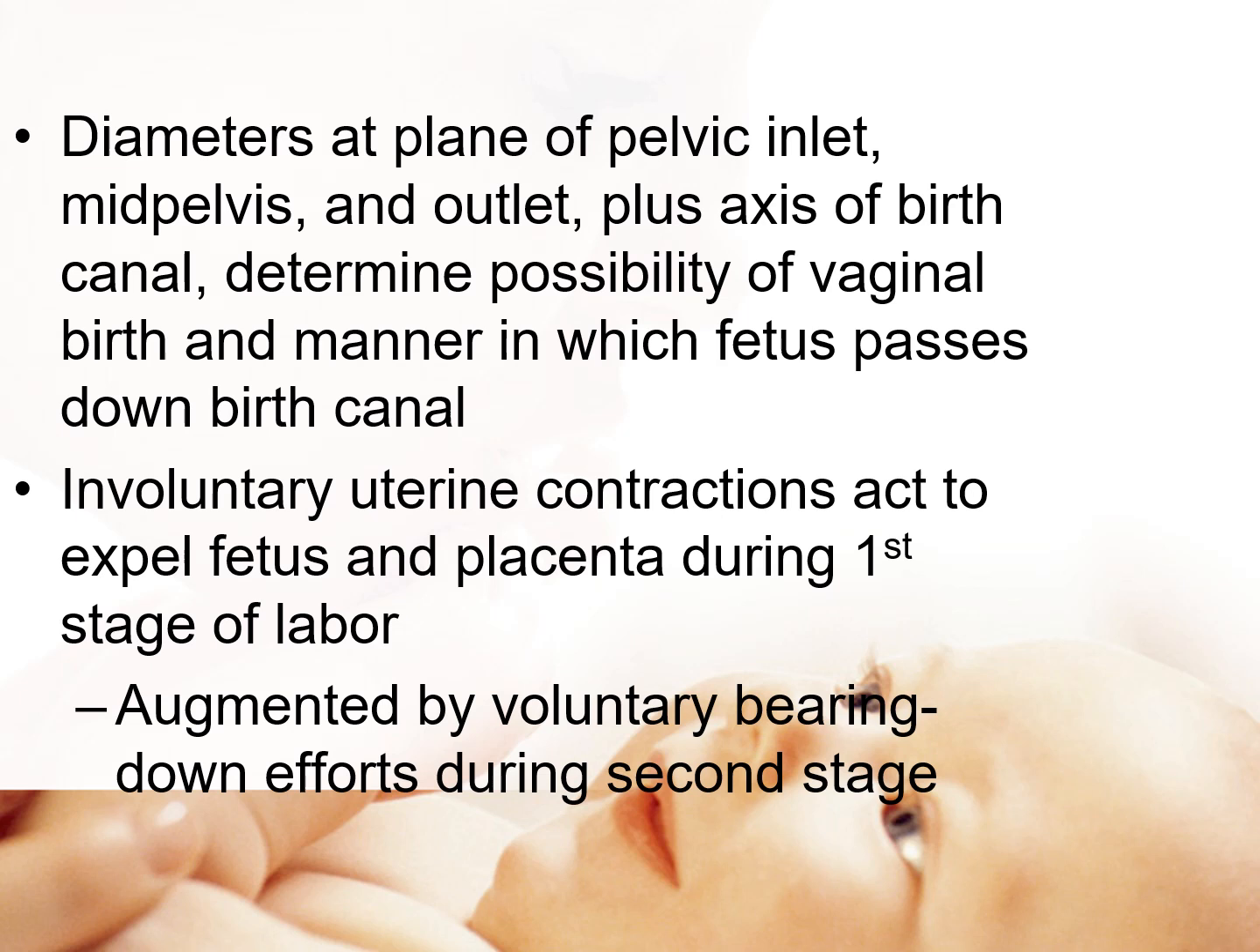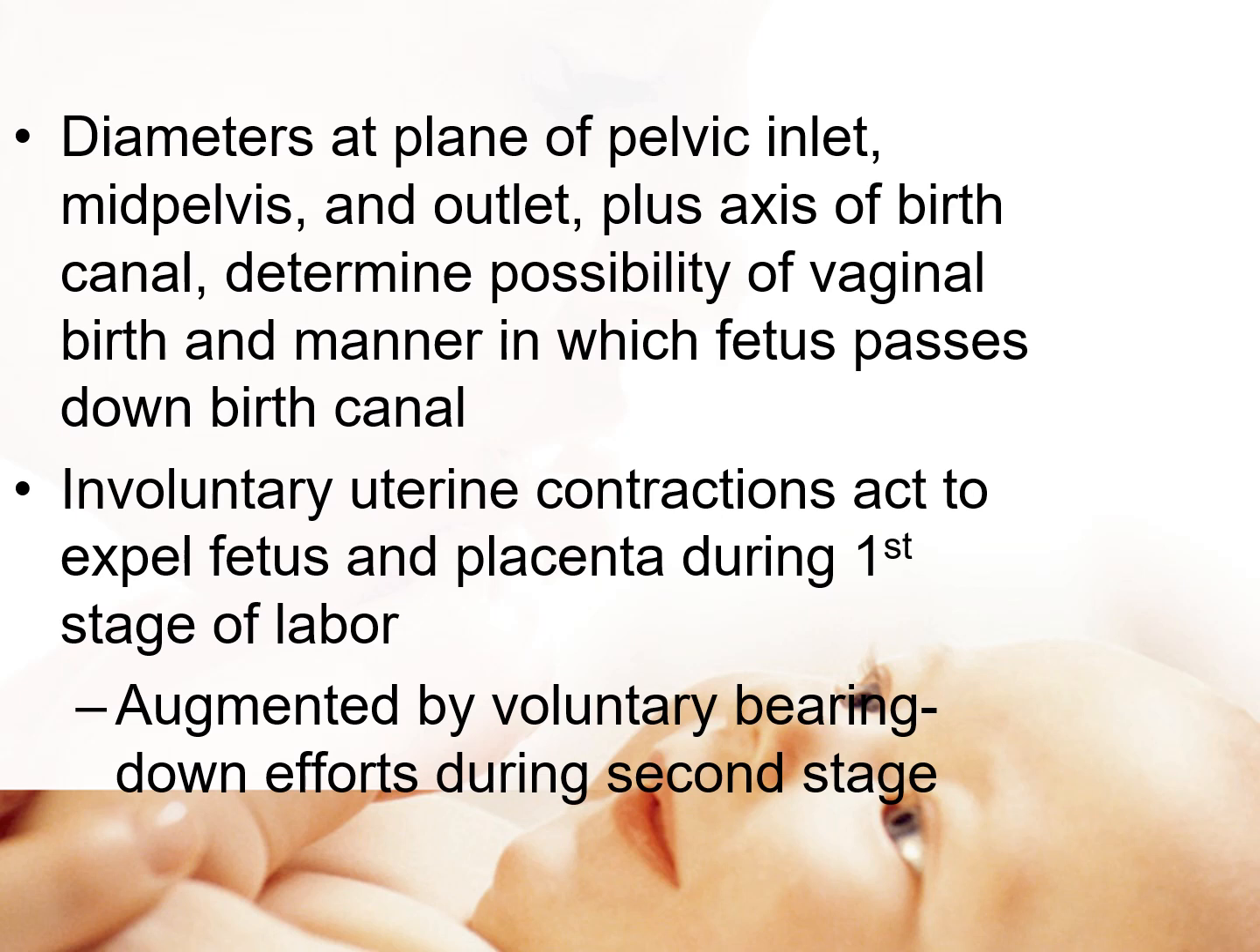Diameters at the plane of the pelvic inlet, mid-pelvis and outlet, plus axis of birth canal determine possibility of vaginal birth, and the manner in which the fetus passes down the birth canal. So this influences those different positions, whether it's occiput anterior or occiput posterior. Ideally, remember, it's an occiput anterior position because the head is going to be the smallest through there.